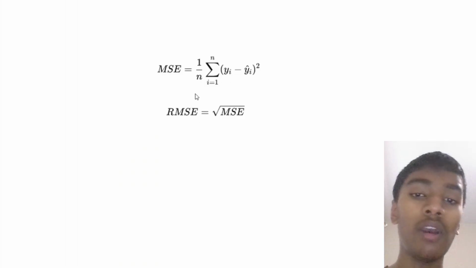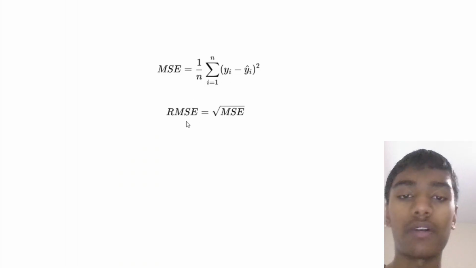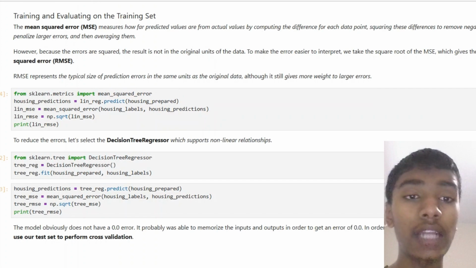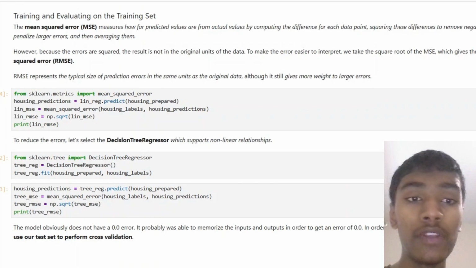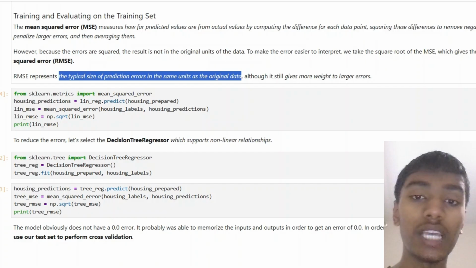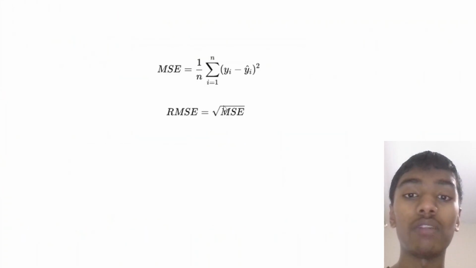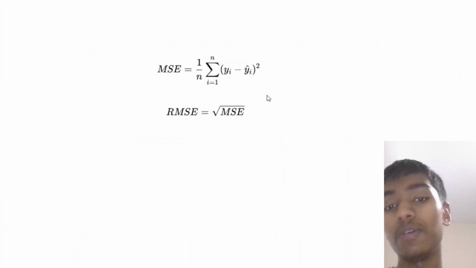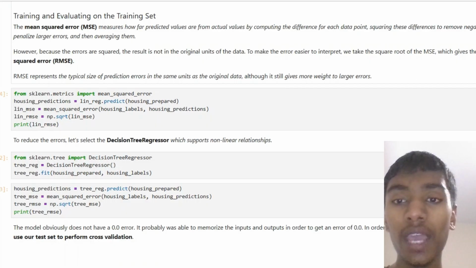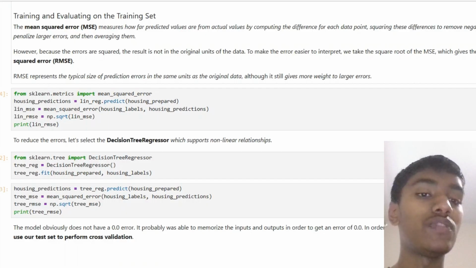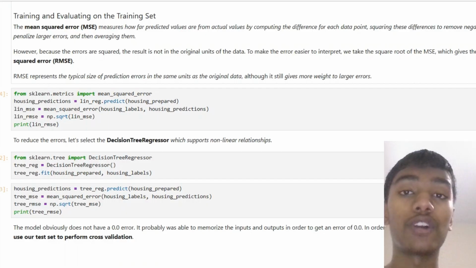And so this root mean squared error is going to be the actual error. Okay, so let's go ahead and talk about how scikit-learn does this. As you see here, you have the root mean squared error. The root mean squared error represents the typical size of prediction errors in the same units as the original data. The reason for that is because when we square it and then take the square root again, you go back to the units of the original data. And it does give more weight to larger errors. So when we have a larger error, if you square 10 compared to if you square 2, you're going to see some exponential growth occurring there.